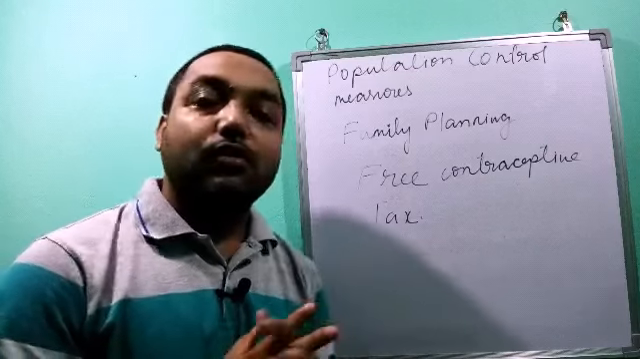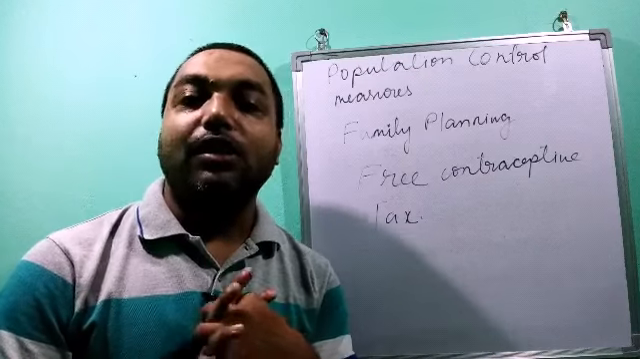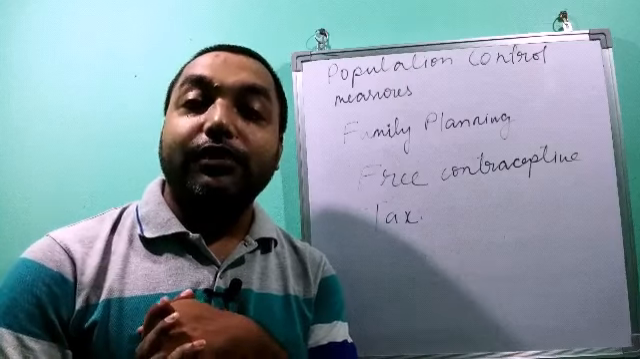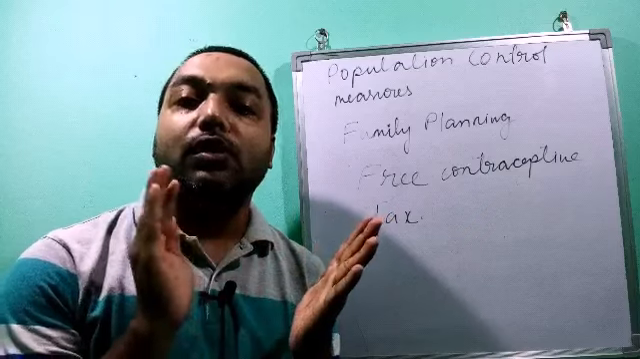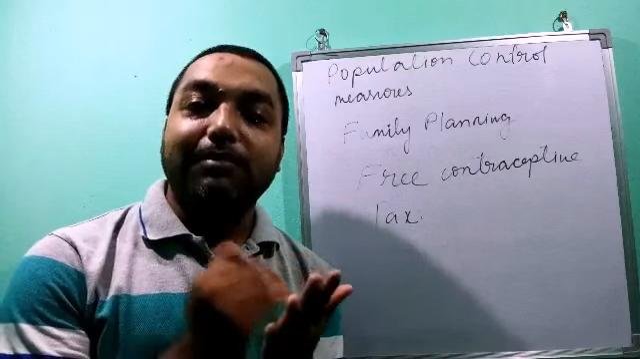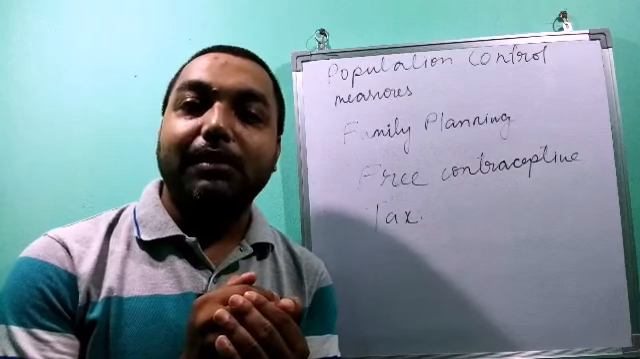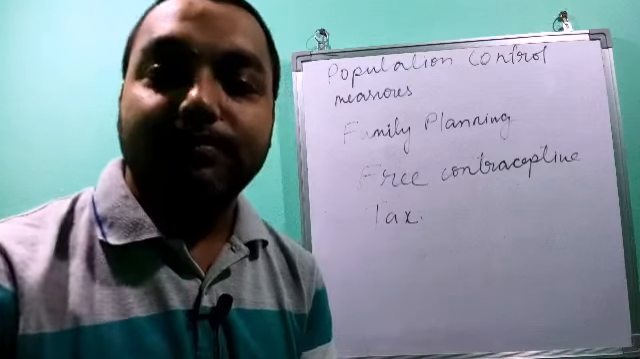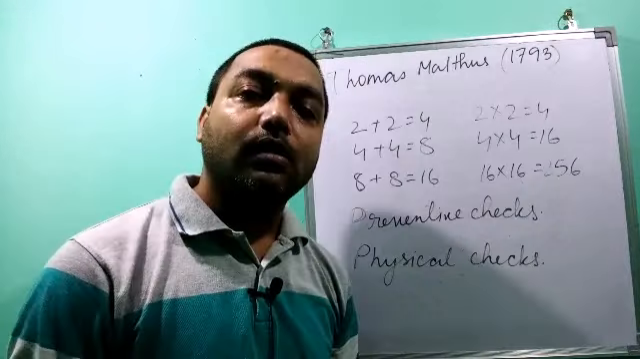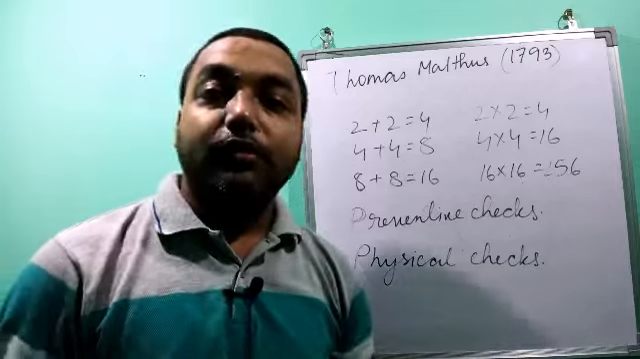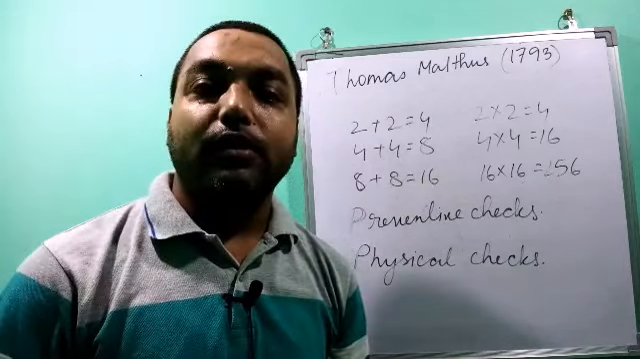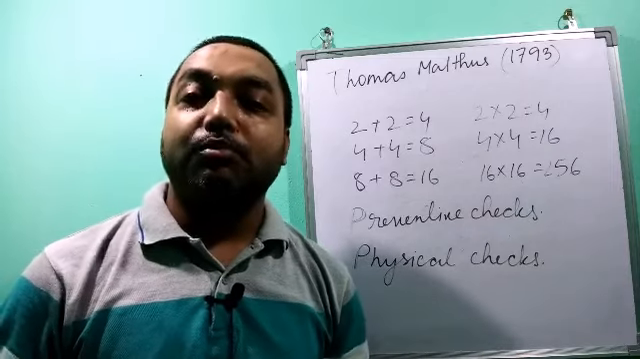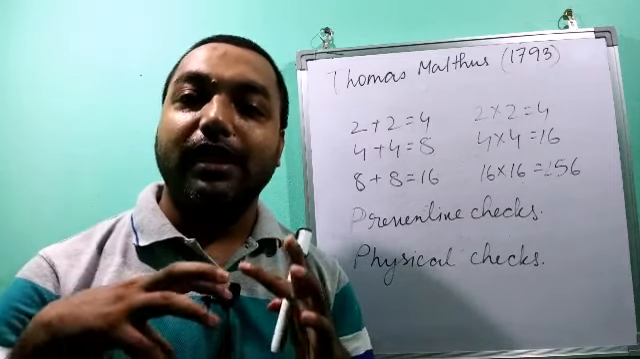Now let us go to the next topic, that is the last one: why do we need to control our family, why do we need to apply family planning? If we don't apply family planning, what will be the result? What will happen? Thomas Malthus, one of the geographers, in 1793 put forward a concept, or you can say a model or theory.